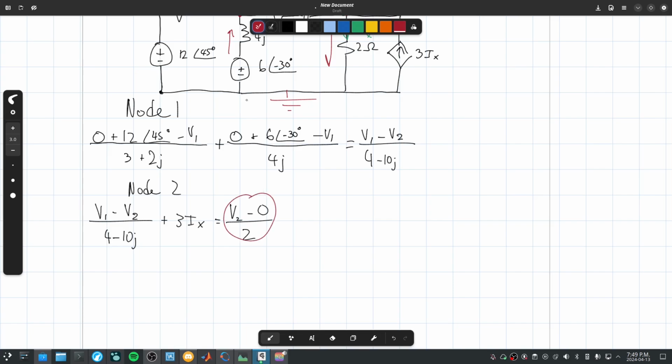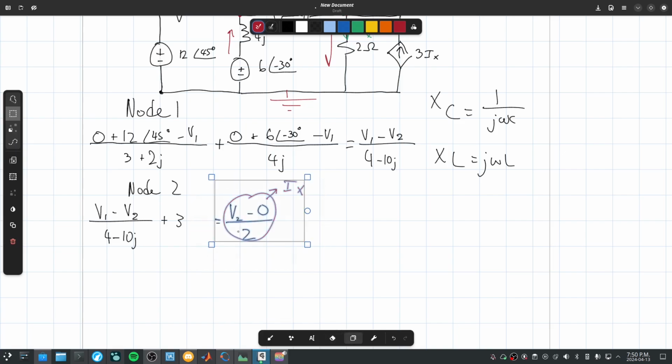Question: for nodal and mesh questions, we don't need to convert anything at the start, right? Usually no, but you should be prepared to. The equation is really simple. Capacitance is 1 over jωC, and the inductance is jωL. That's it. So this here is Ix.